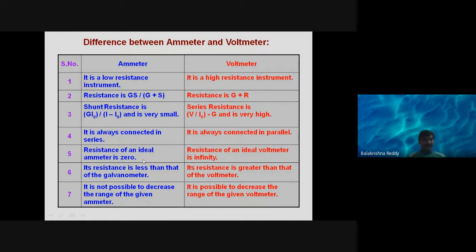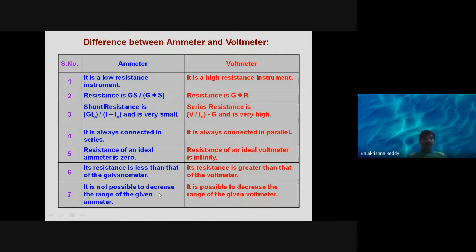The resistance of an ideal ammeter is zero. The resistance of an ideal voltmeter is infinity. I said ideal, in the sense that the ideal ammeter offers no resistance, so it is zero in this case, while the voltmeter offers high resistance. The ammeter resistance is less than the galvanometer resistance, and that's why we decreased the galvanometer resistance here. The voltmeter resistance is greater than the galvanometer resistance, so we added resistance to the galvanometer, and then it acts as a voltmeter.